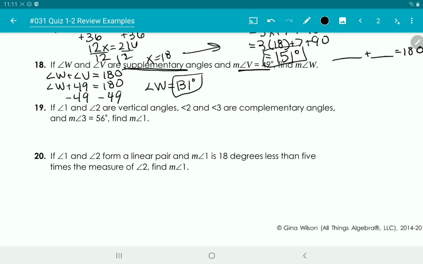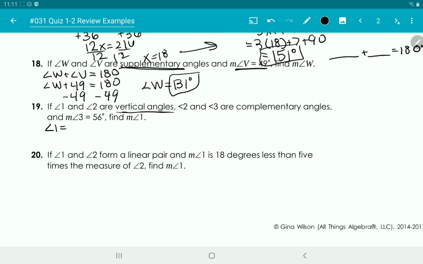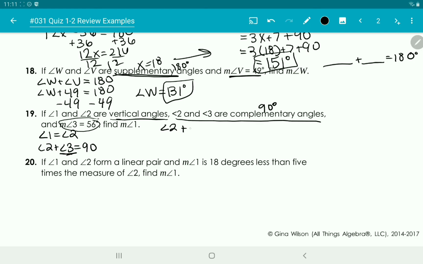Angle 1 and angle 2 are vertical angles. If they're vertical angles, they're equal to each other, so angle 1 is equal to angle 2. Angle 2 and 3 are complementary, so that's the 90-degree one. Supplementary is 180 degrees, complementary is 90. So angle 2 plus angle 3 equals 90. And then it tells us that angle 3 is 56 degrees. So this is the only one we have with angle 3, so we'll copy it, except instead of writing angle 3, we're going to write 56 degrees.